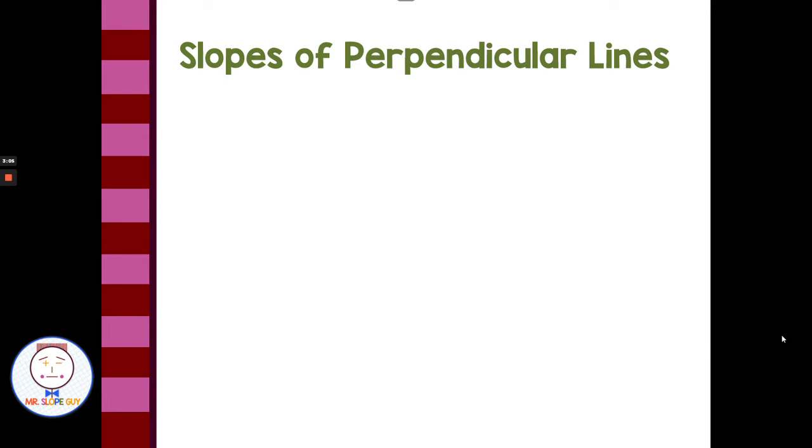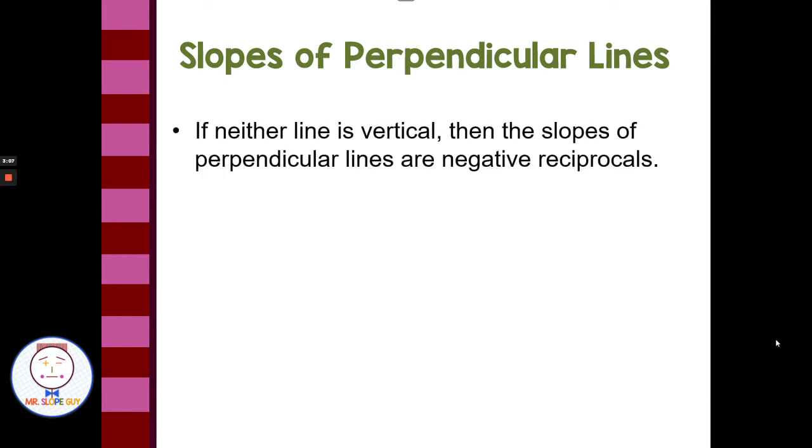And we have some properties of perpendicular lines. If neither line is vertical, then the slopes of perpendicular lines are negative reciprocals. Key concept to write down here. If neither line is vertical, meaning we don't have to deal with the undefined slope, then the slopes of perpendicular lines are negative reciprocals.